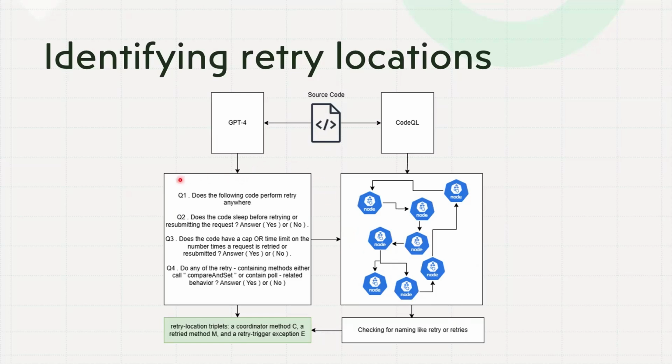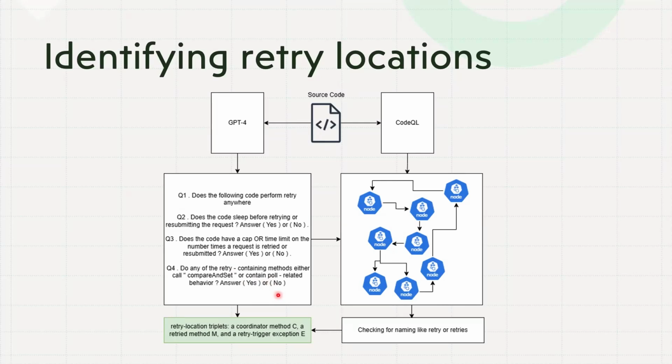For ChatGPT, they send the source code with these questions, basically finding where a retry could happen. Is it retriable? Is it about retry? Is there a sleep inside this retry? Is there a cap or time limit on it? Do any retry contain methods like compare and send?